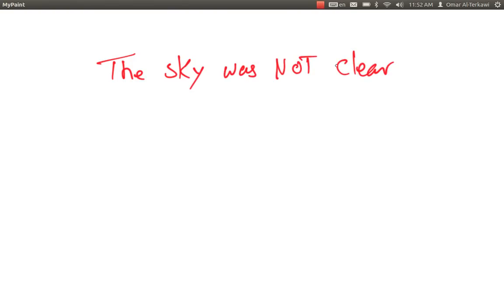Another example. Let's take "the sky was not clear." We translate sky in Arabic as sama. Clear is safia. Sama is feminine, so it would be safia. The sky was not clear.